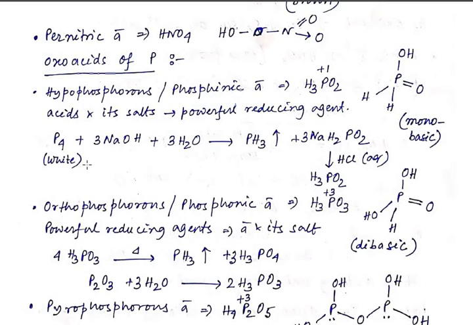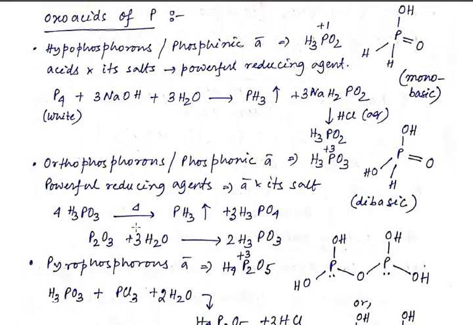And the next oxo acid of phosphorus is orthophosphorus acid, or phosphonic acid. The formula of this orthophosphorus acid is H3PO3. Okay, so it is known as phosphorus acid, some people also call it orthophosphorus acid, and also phosphonic acid.